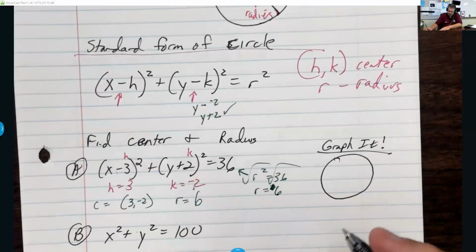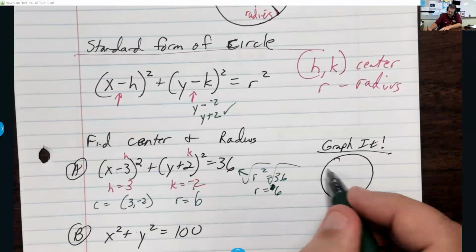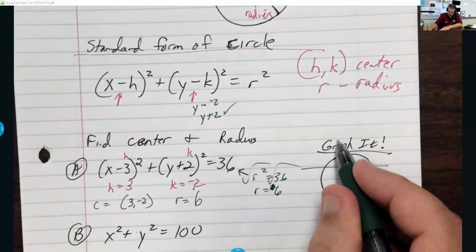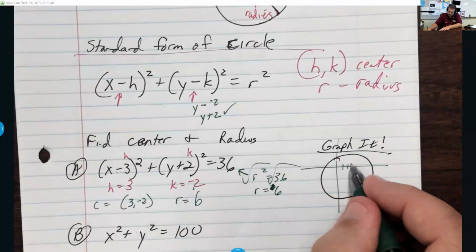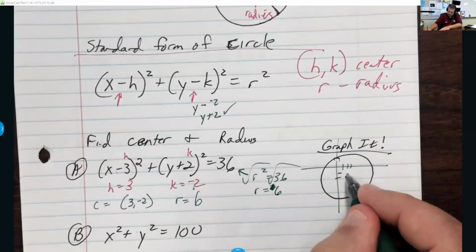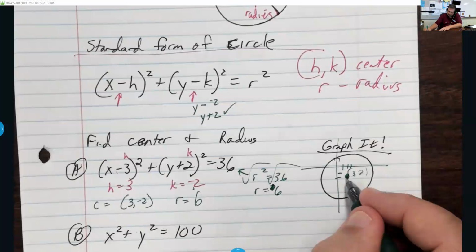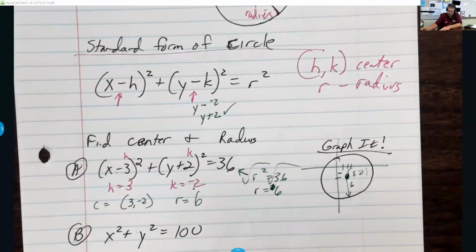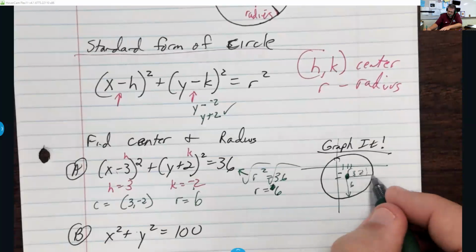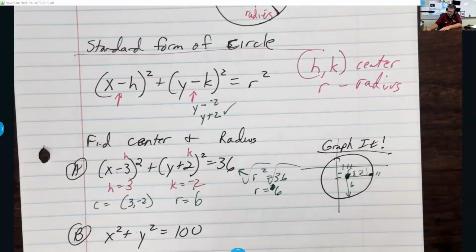So how do I graph it? You can plot a point at 3, negative 2. So at 3, negative 2, let's say this is the graph, there's my center, 3, negative 2. And then for the radius, you count out 6 places. So if you count out 6 places here, this would be out to 9, negative 2.